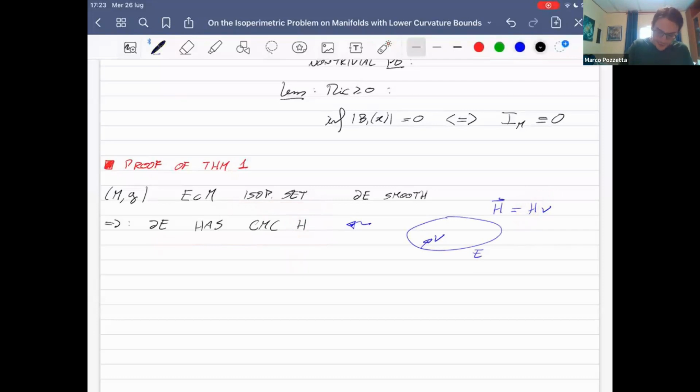I will not prove this, but for younger people, if you want, you can find more discussion in the book by Chavel, for example, Riemannian Geometry by Chavel, where you can find also a lot on the isoperimetric problem, actually. So this was the first observation.